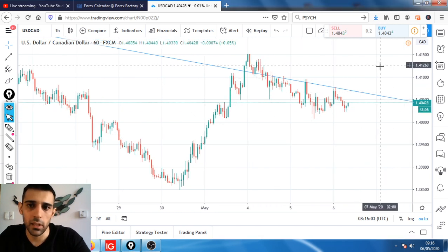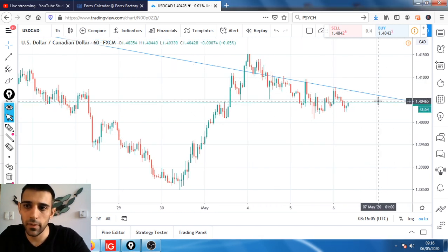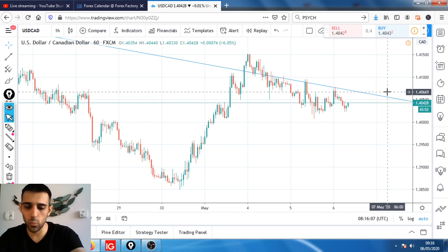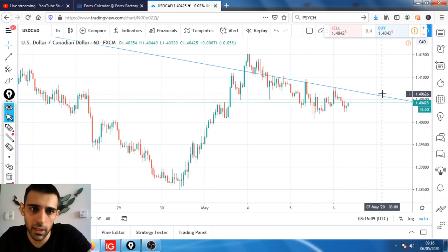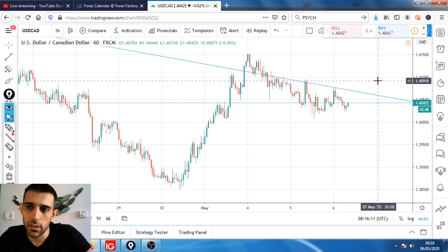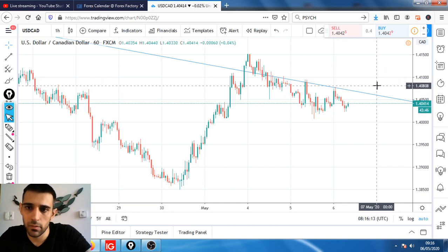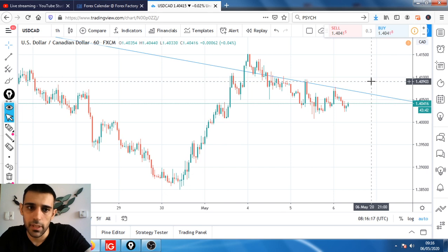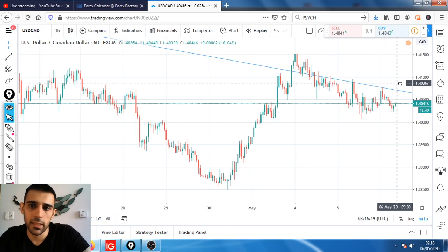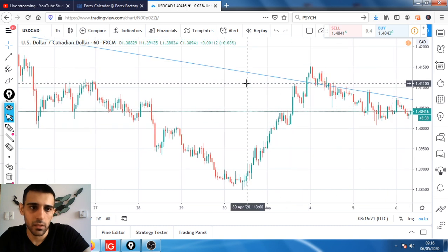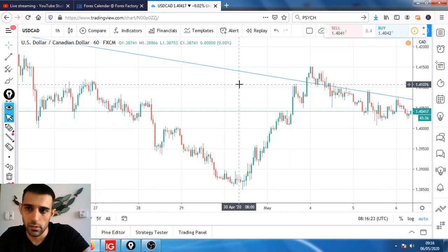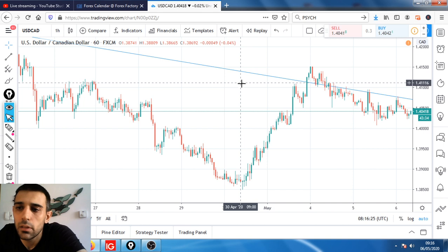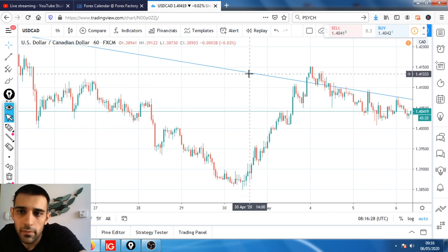Target. So the target, 140.55 with a 30 pip stop loss. So we want at the very minimum a 1 to 2 risk reward. 140.90 will be the next. 55 and 41.